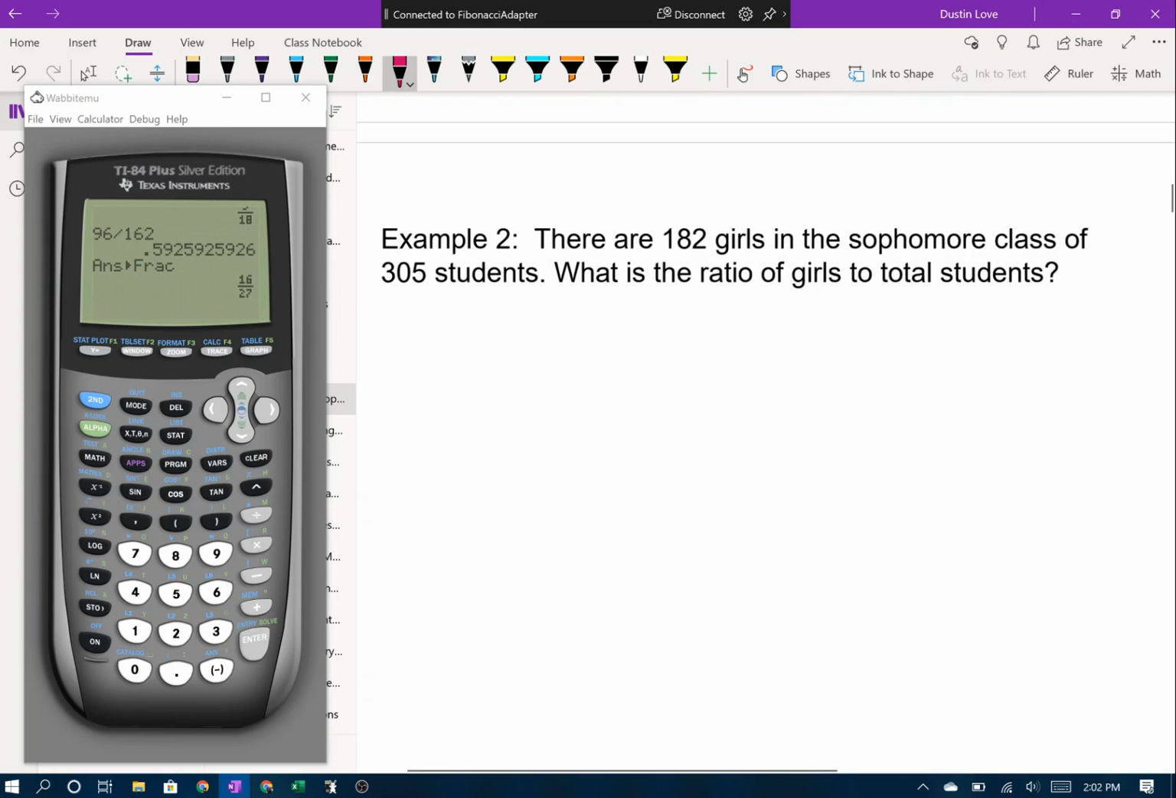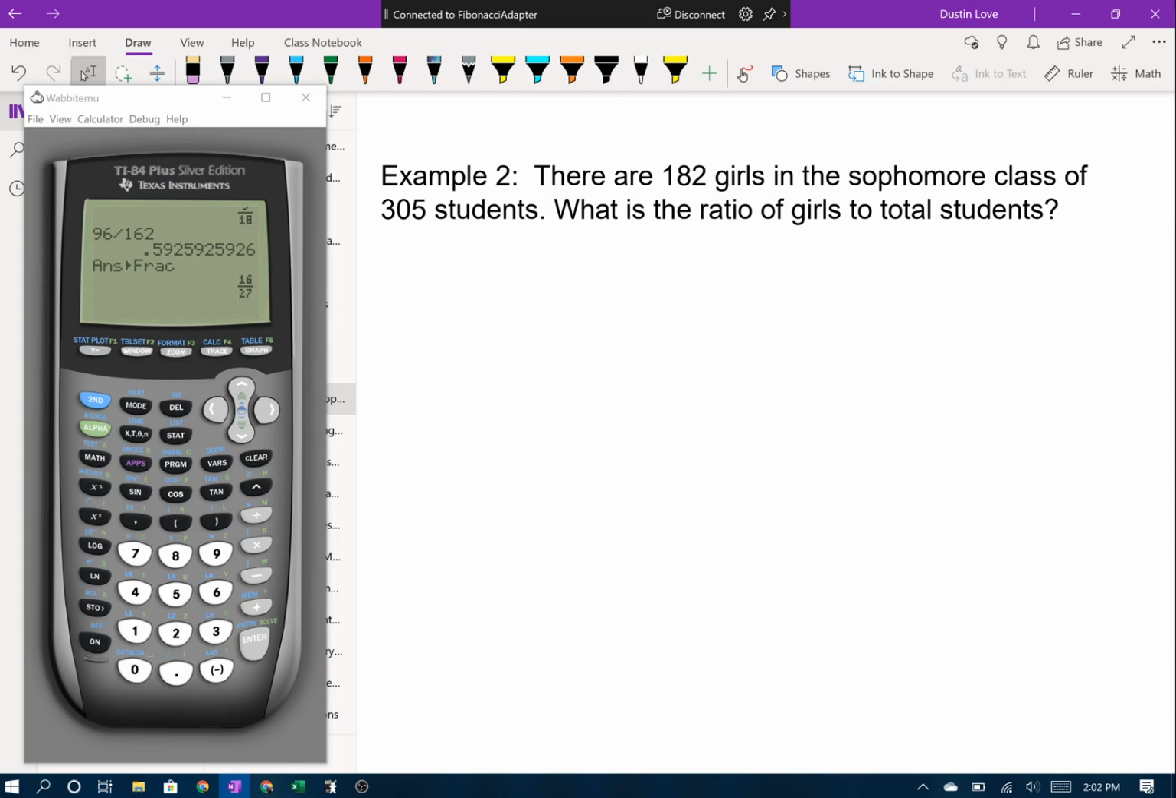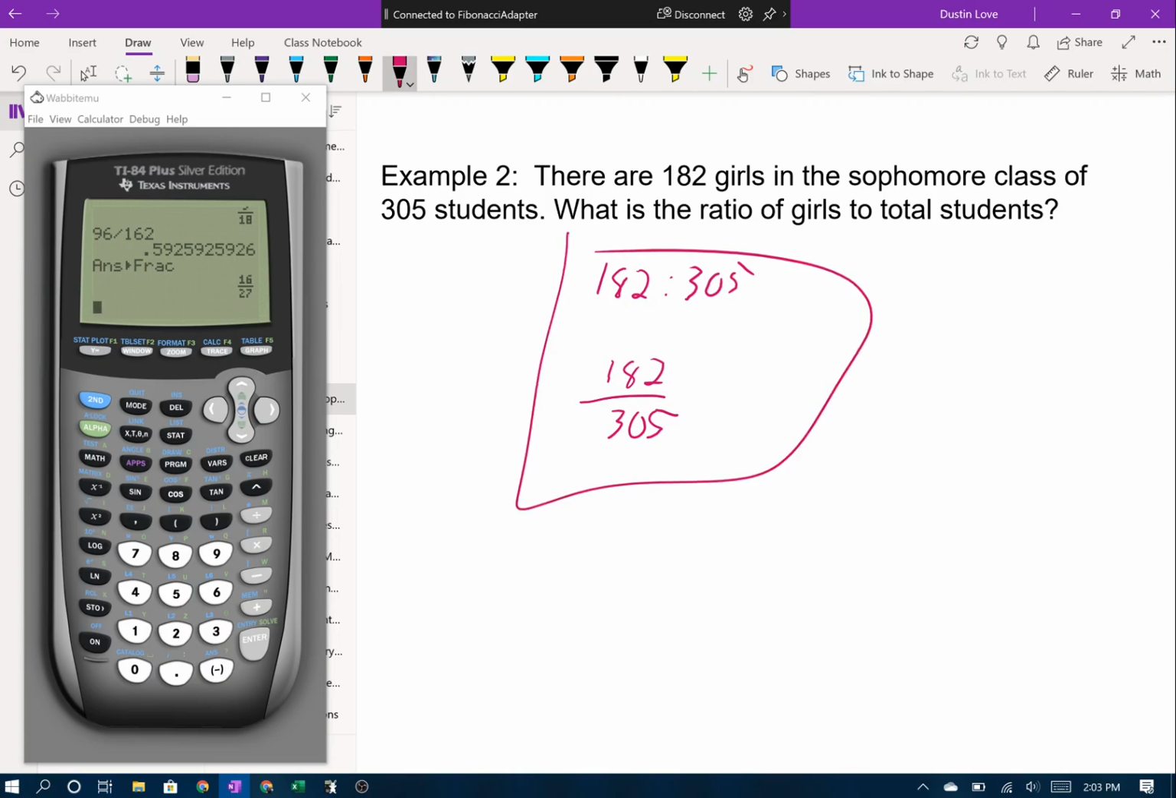Okay. Number 2, 182 girls in the sophomore class of 305 students. Ratio of girls to total students. Well, okay, so the question was total students or just the sophomore class. In this context, all we have is information on the sophomore class, so that's what we've got to use as total students. So, ratio of girls to total students. Number of girls is 182 to 305, which is 182 over 305. And you can try to reduce that if you want to. It already is reduced. So, there we go.